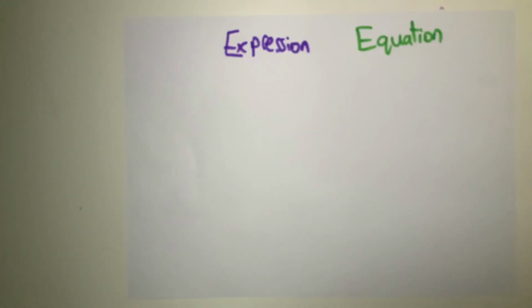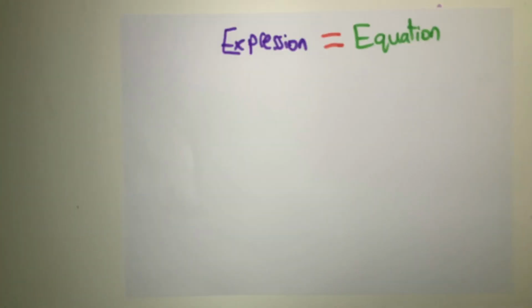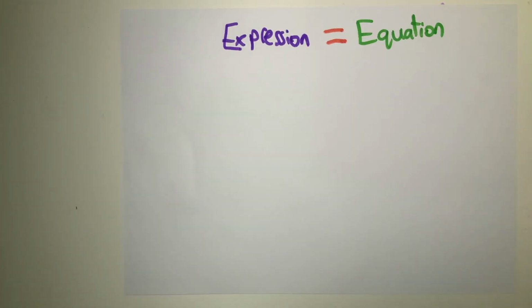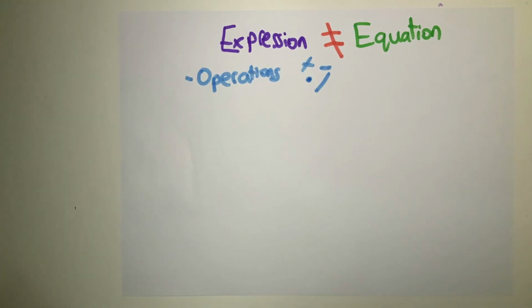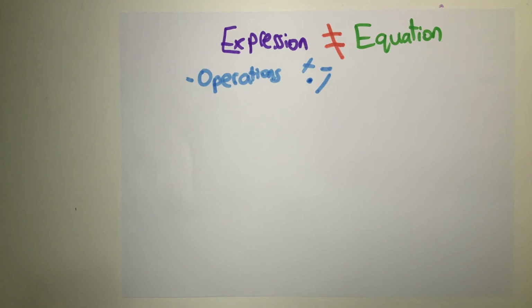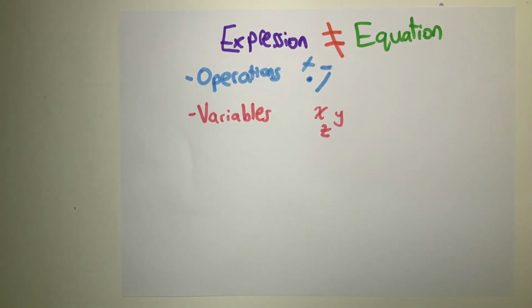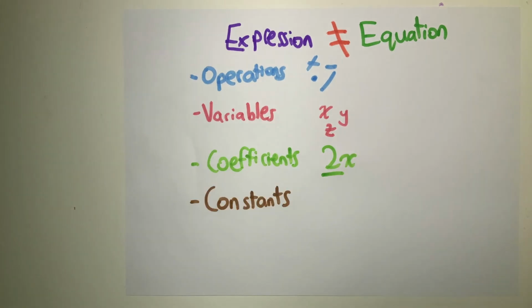The anatomy of equations and expressions. Firstly, what is an algebraic expression and equation? Oftentimes, the two terms are used interchangeably, but this is inaccurate. An expression is a collection of operations, variables, coefficients, and constants, while an equation is a statement which relates two or more expressions together.